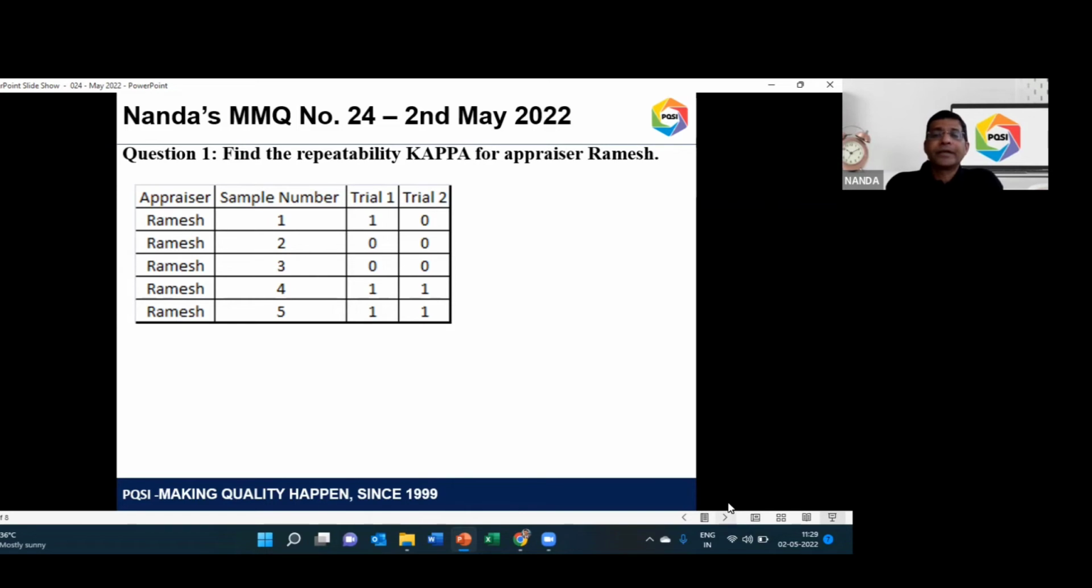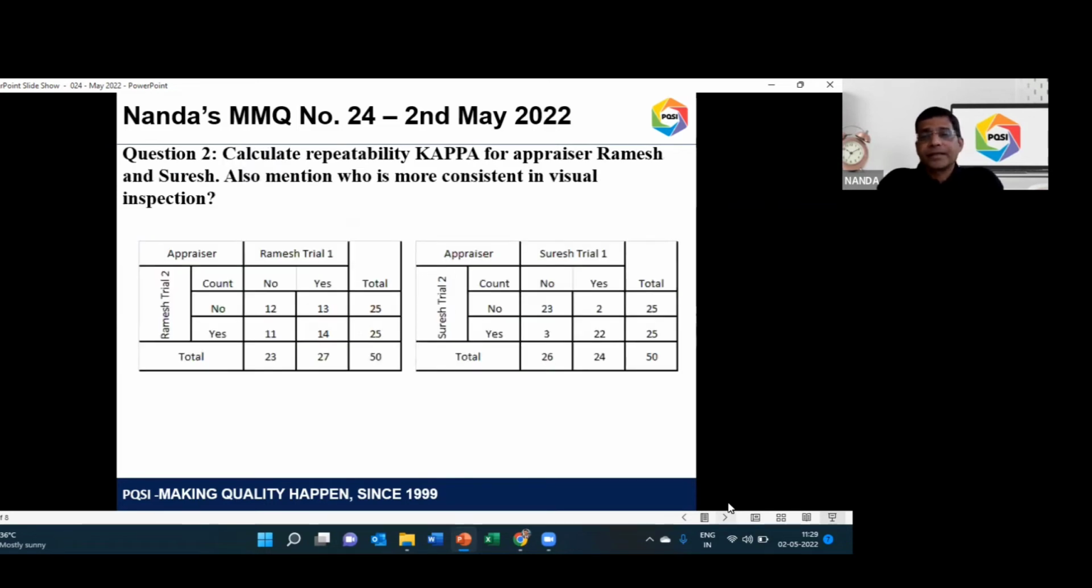That's question number 1. Question number 2 is an interesting question, similar to the calculations and all that. So we need to calculate the repeatability kappa of 2 appraisers here. So there are 2 appraisers, appraiser Ramesh and appraiser Suresh, and their observed agreements are mentioned here. So these are the 2 tables that you have. So you need to calculate individually the repeatability kappa of Ramesh and the repeatability kappa of Suresh.